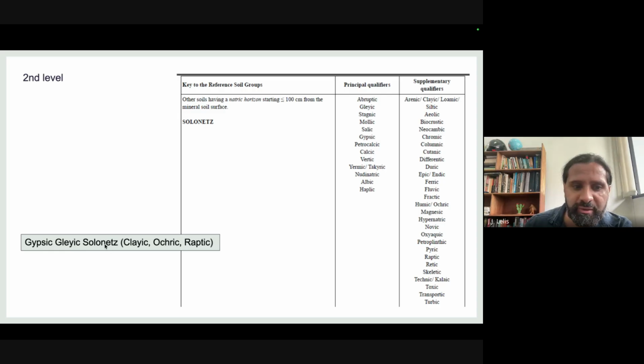And then I will put the name here. But now I need to consider the principal and the supplementary qualifiers. And we have some differences between them, okay? The principal qualifiers come before the name. So we add the letters here, okay? We must add the qualifiers before the name. And the supplementary qualifiers we add after the RSG, between brackets and with commas.